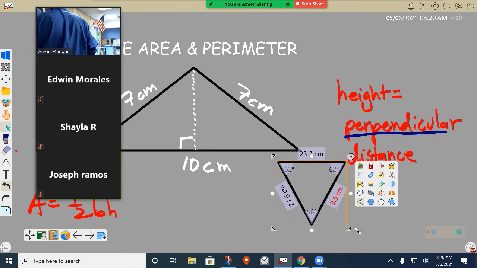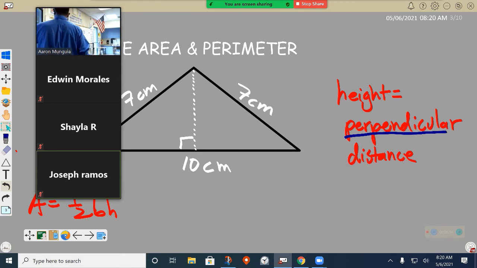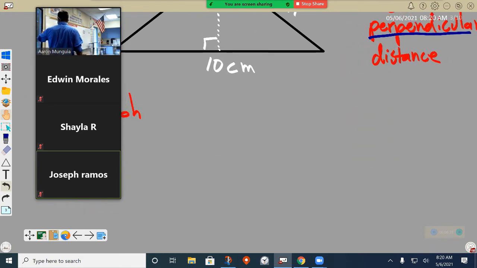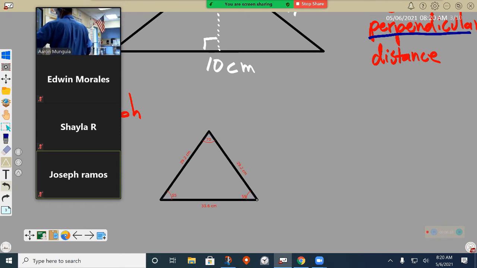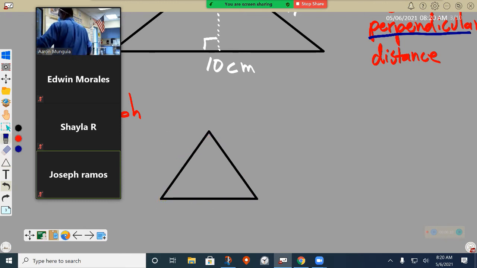Okay, watch. Let me put a new one here. So perpendicular means, okay. What I want you to do is keep your eye on this angle right here when I manipulate it.